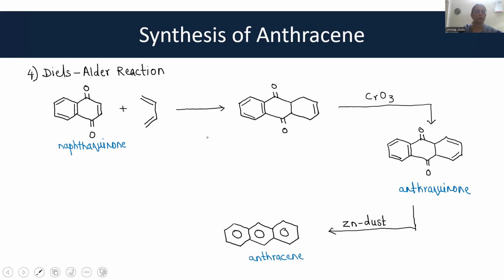Now, coming to the final reaction, that is Diels-Alder reaction. I think all of you know that Diels-Alder reaction involves reaction of a diene with a dienophile. Now, when a diene is reacted with dienophile, there are two carbonyl groups over here.